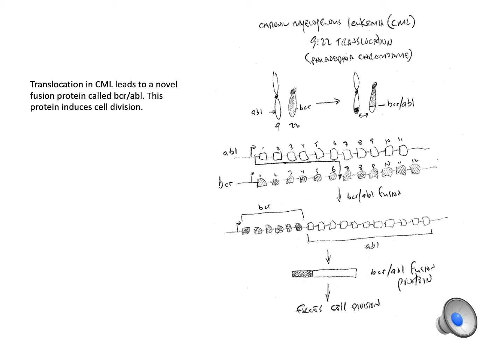Now, because this is a novel fusion protein, which is only seen in chronic myelogenous leukemia due to this translocation, people thought, well, this is a protein that's only present in tumor cells. It's not present in normal cells. So maybe we can find a drug or a molecule or a compound that would specifically interact with this fusion protein and block its activity. And sure enough, this was the first example of the identification of a drug which specifically targeted a cancer-specific protein, and the drug is called Gleevec.